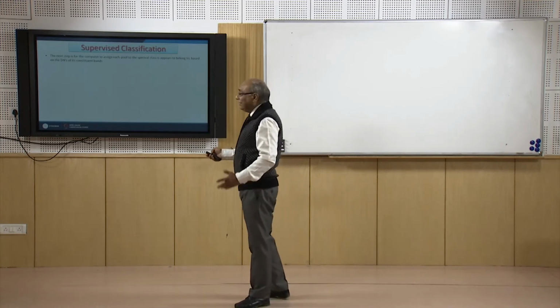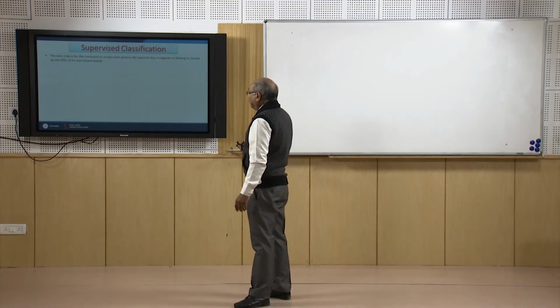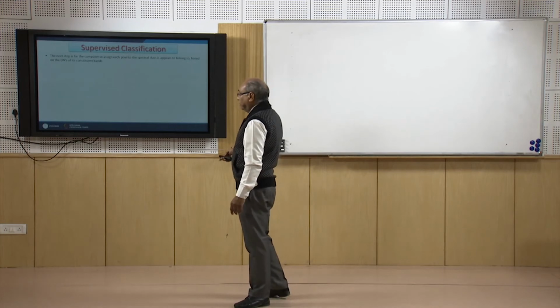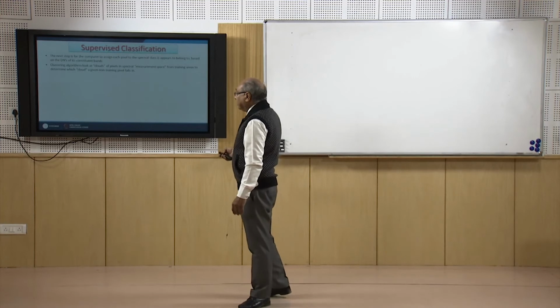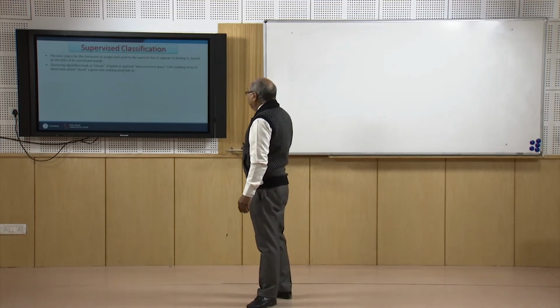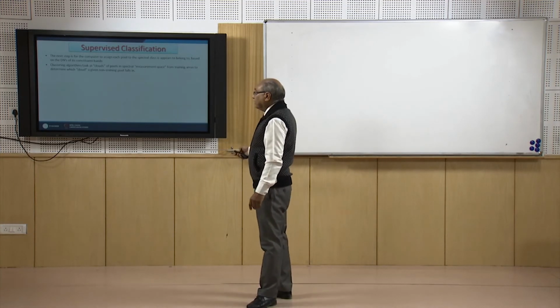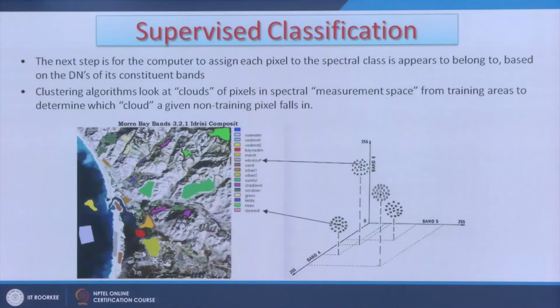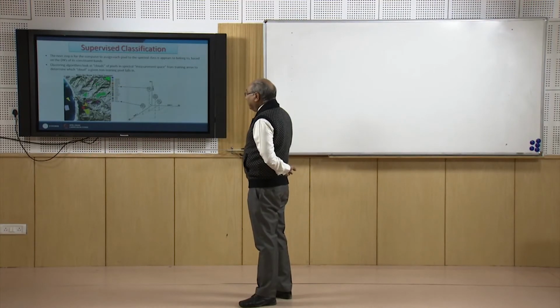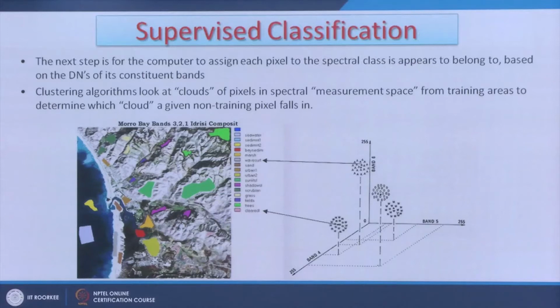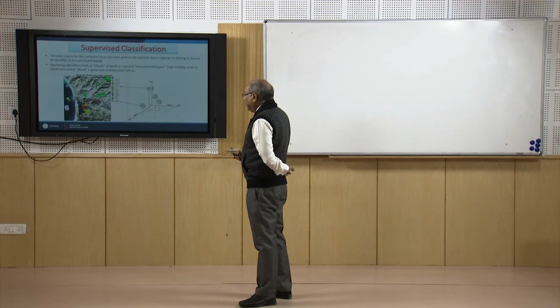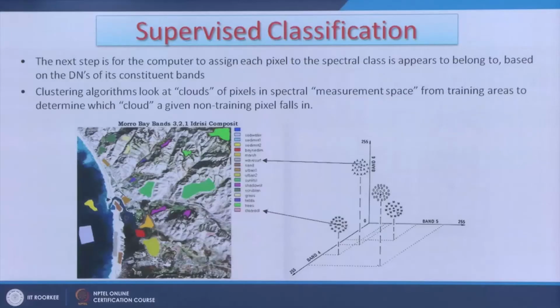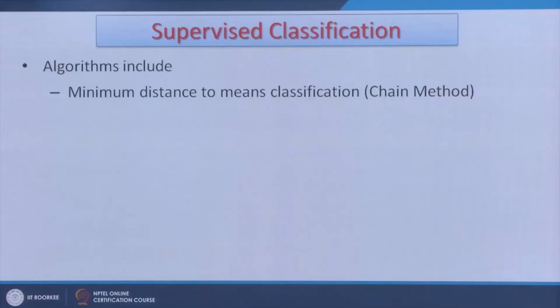So after the training sets, the next step is for the computer to assign each pixel to the spectral class it appears to belong to, based on the digital numbers or pixel values of the bands being used. Clustering algorithms look at clouds of pixels in spectral measurement space, that is in 3D space, from the training to determine the cloud or the clustering for given training samples. Likewise here, this is schematic, not exact for this image, just for explanation. This color indicates that these areas have been cleared off, so they have different spectral characteristics. These wave and surf areas have different characteristics, and these clusters in 3D space can be seen. So once it is done, then the algorithm is used.